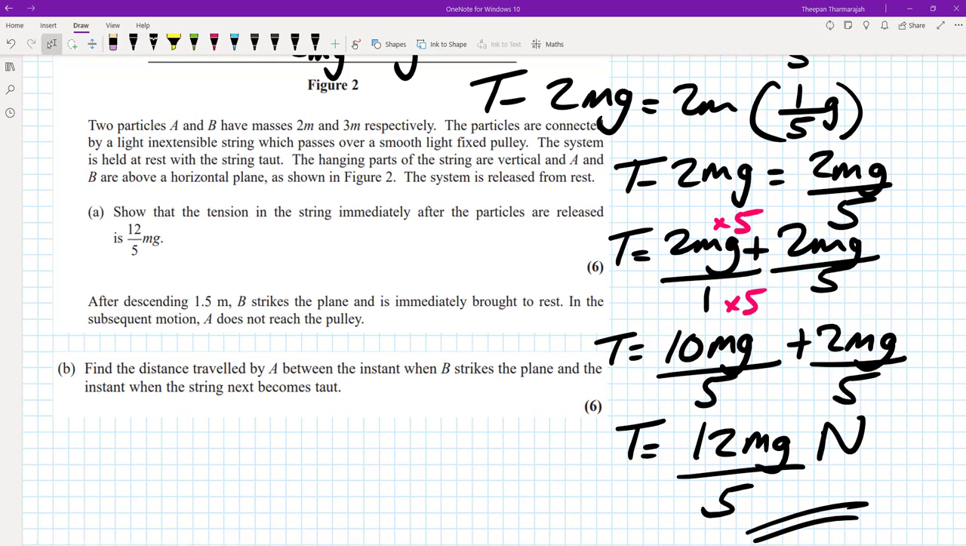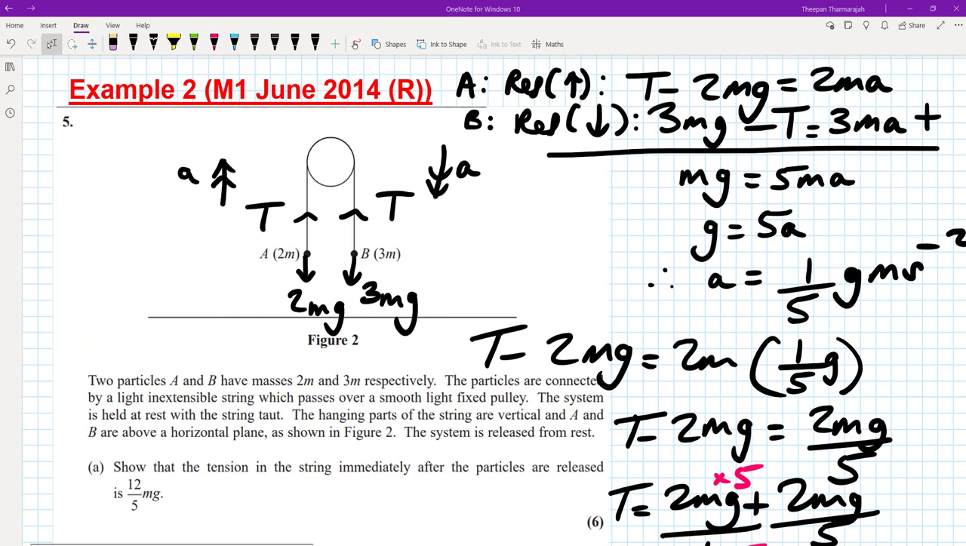Then part C says, after descending 1.5 meters, B strikes the plane and is immediately brought to rest. In the subsequent motion, A does not reach the pulley. Find the distance travelled by A between the instant when B strikes the ground and the instant when the string next becomes taut. So if we look at our diagram, what's going to happen is B is going to go down to the ground. A carries on moving up slightly more to maximum height, and then it moves back down again until the tension resumes or comes back.